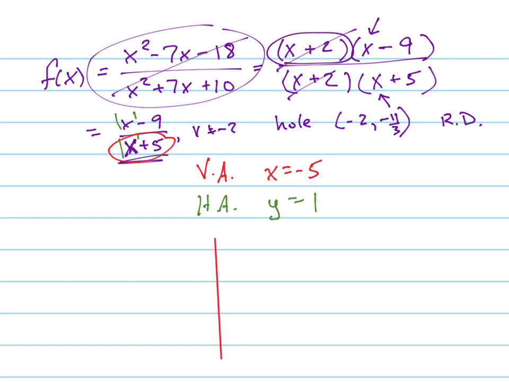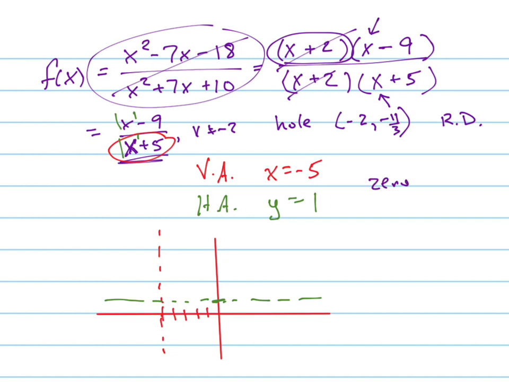So let's put our graph down here. I know my vertical asymptote is going to be at -5, 1, 2, 3, 4, 5. So there's my vertical asymptote. My horizontal asymptote is at +1, so it's right there. Do I have any zeros? I should have checked those too.